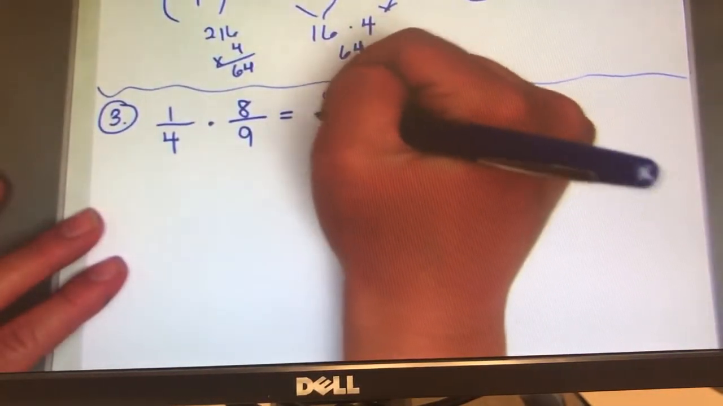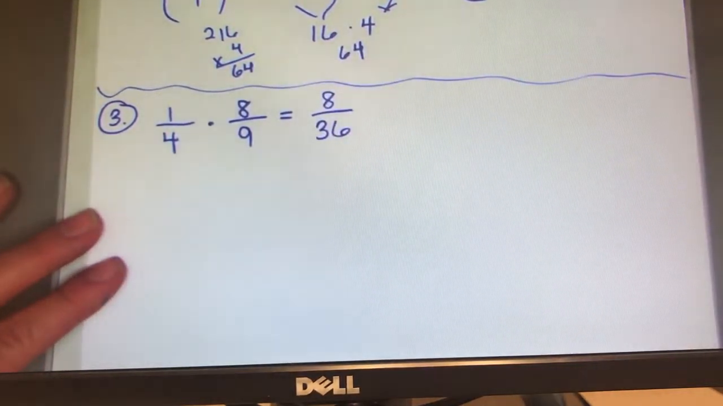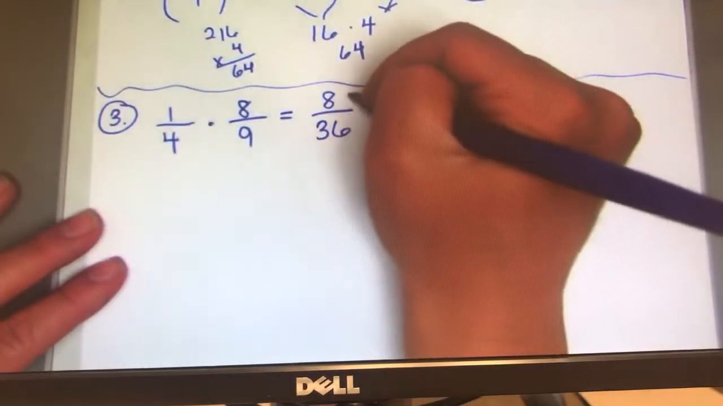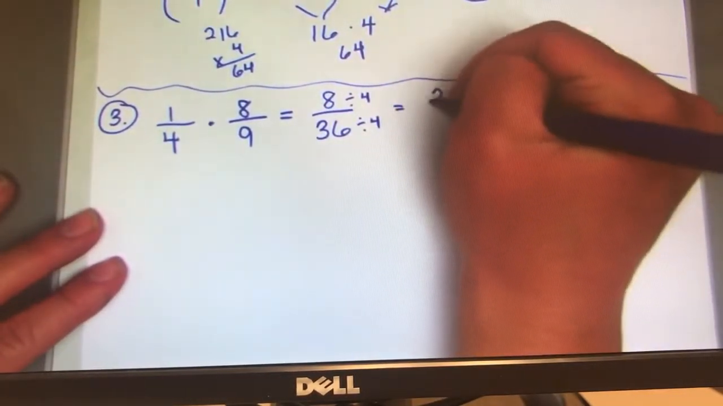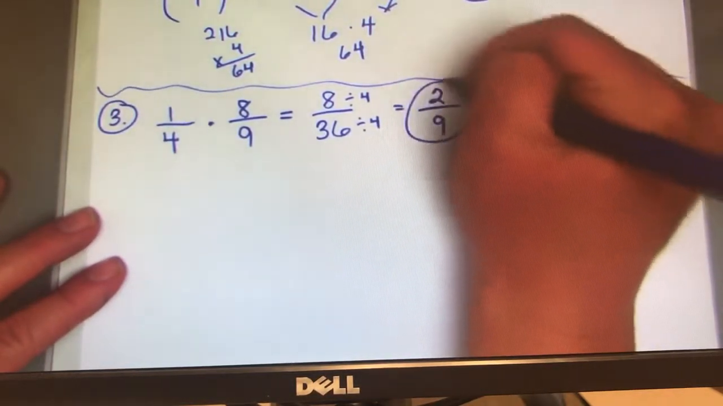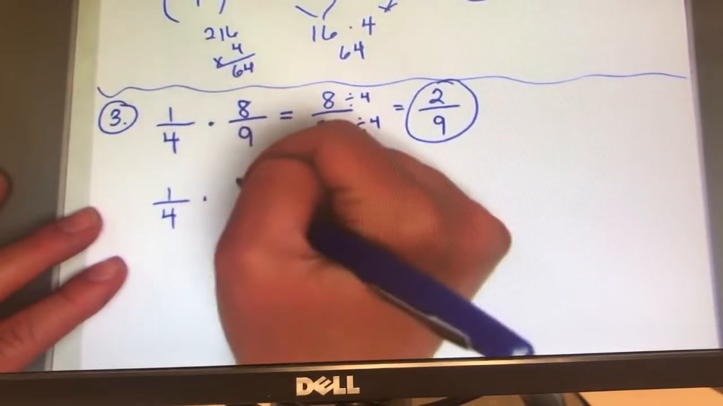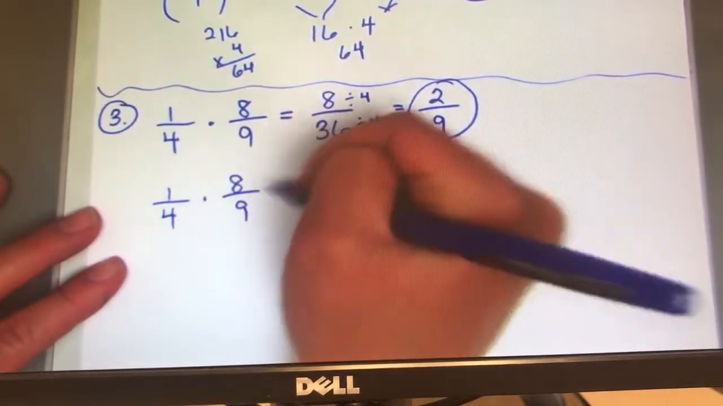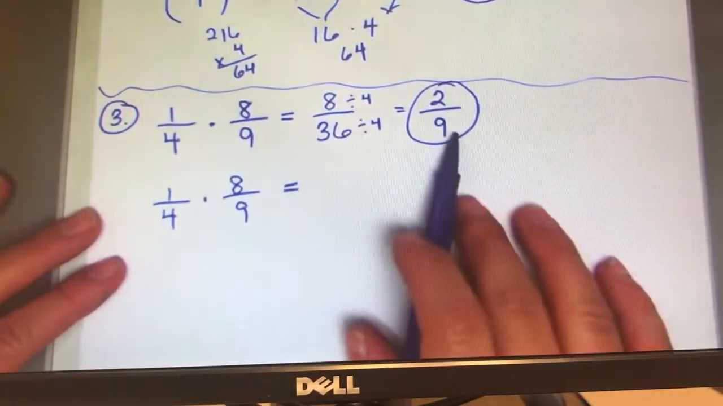1 times 8 is 8. 4 times 9 is 36. Okay, we got 8/36, which is the correct answer, but it needs to be simplified. They both can be divided by 4, which becomes 2/9. Now that's in simplest form, that's my answer. Now I'm going to show you another way we could approach this, which is especially helpful when you get really big numbers. So in this version, we multiplied it and then we simplified it.